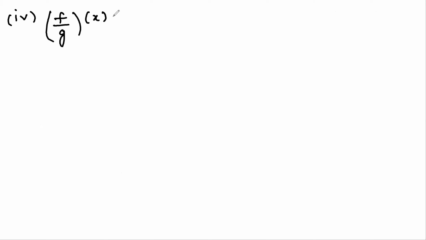And let's say if you have to find f by g of x. So according to this, it will be defined as f(x) by g(x). f(x) was x square and g(x) was 2x plus 1. So this is going to be your answer.